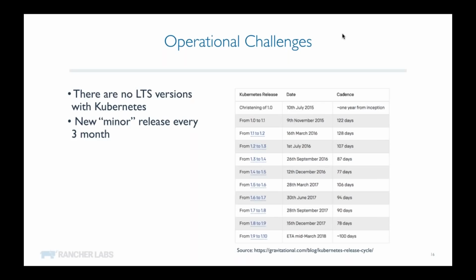And what that means, if you're running Kubernetes in production, is a very short iteration of qualifying a new release and then rolling it out into production. So this binds a lot of resources on your side if you're managing a vanilla Kubernetes cluster.